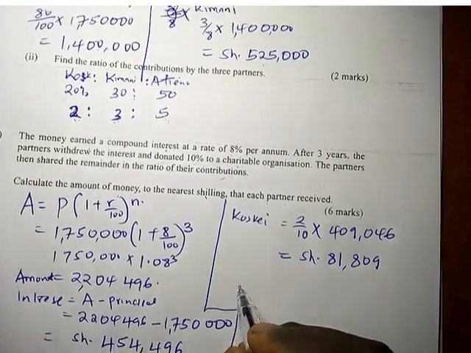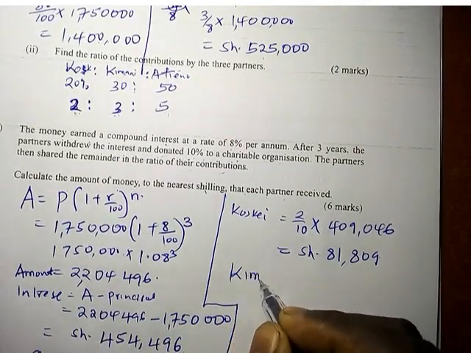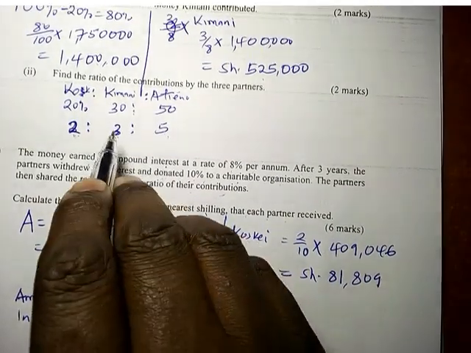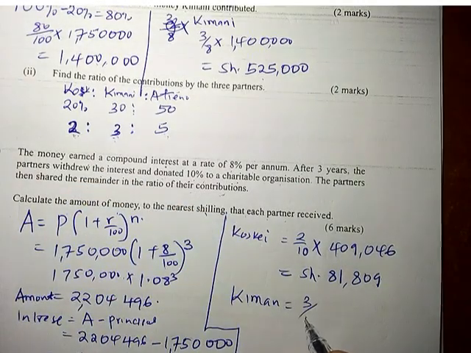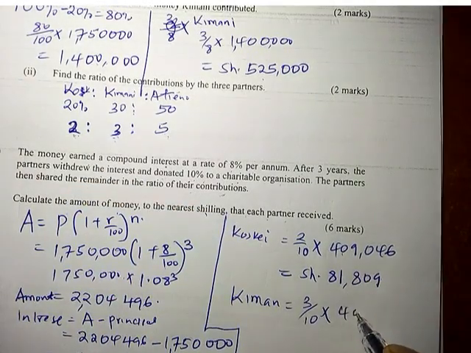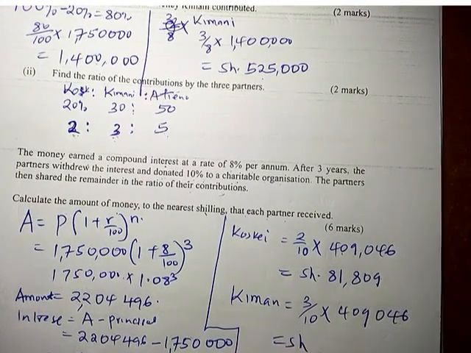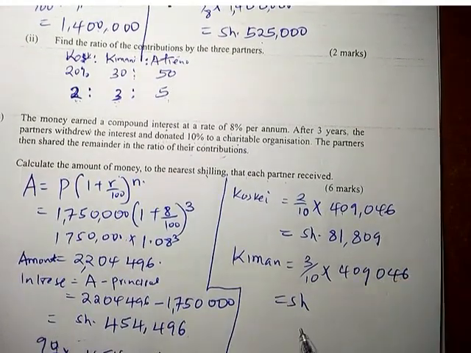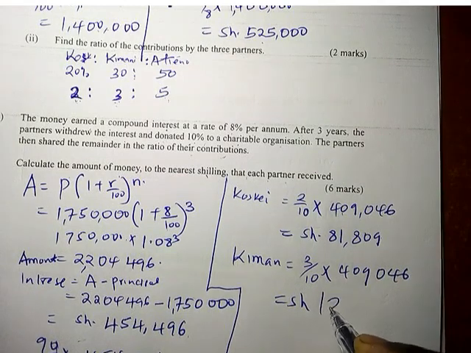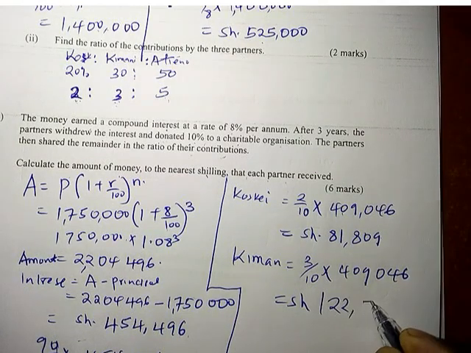Next one is Kimani. Kimani is 3, so it is 3/10 times 409, 0.46. That one will give us Kenya shillings 122,714.